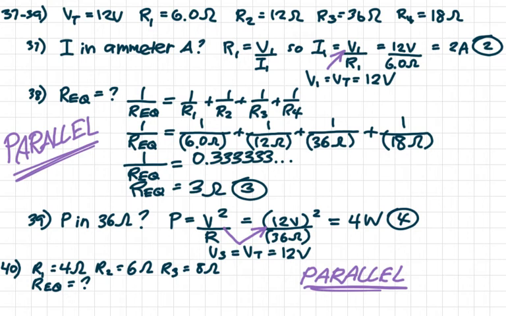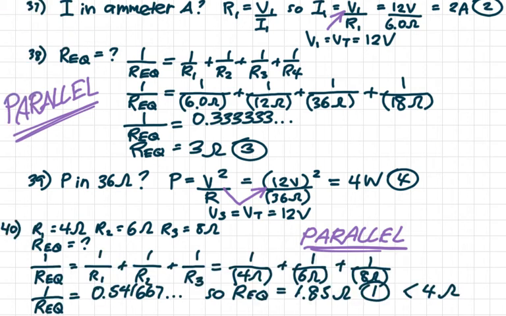Well, I know that the equivalent resistance in a parallel circuit is less than the individual resistors, so I'm going to say it's less than 4 ohms, but let's actually find out. So, yep, when you add up all those fractions, you get 0.541667, etc. So 1 over that is the equivalent resistance. You wind up being 1.85 ohms, which is definitely less than 4, and that would be choice 1.